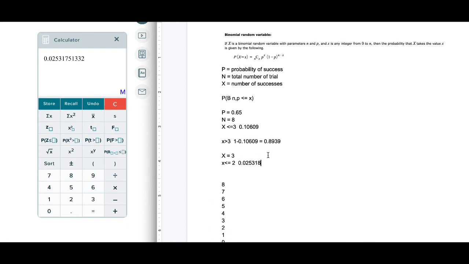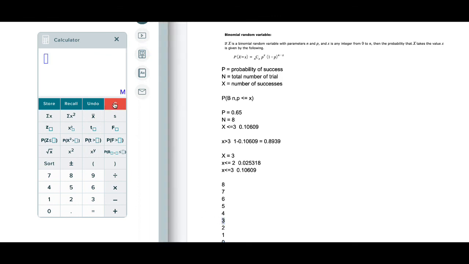So we have the less than or equal to 2, so we have the 2, 1, and the 0. We also have the 3, 2, 1, and 0 because we did that earlier, so x less than or equal to 3, and we get 0.10609 when we did that one. So now we have the 3, 2, 1, 0 and the 2, 1, 0. If I actually subtract these, that would leave me with just the 3.